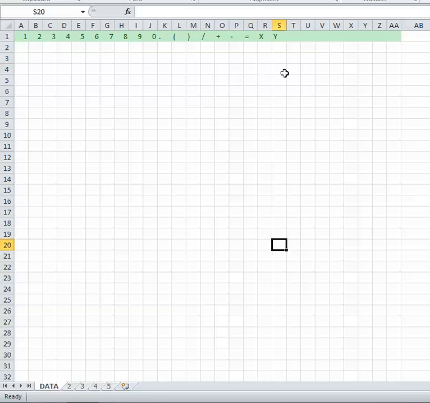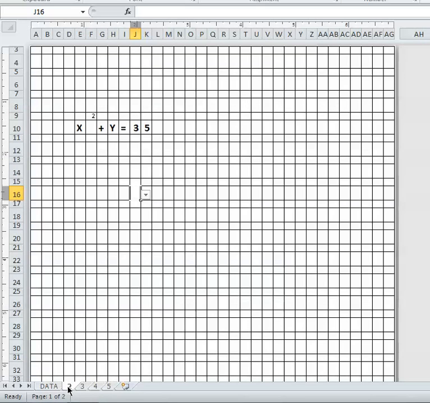We have 1 through 0 and some top secret numbers there, and we have a number of blank cells. If I have forgotten something, certainly I can go back, enter it in, and it will not change my work that I had to do, as you've seen in previous videos. I'm going to go on back to that page.